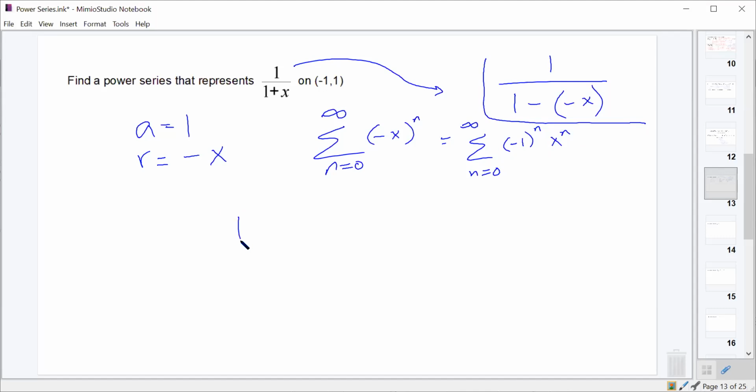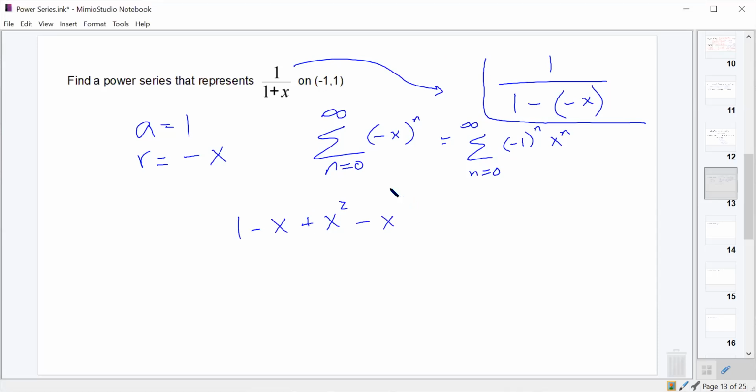Should be 1, right? That's what we already said. If I plug in 0, negative x to the 0 is 1. Second term, if I plug in 1, should be minus x. What should the third term be? Or I guess, what should the term at n equals 2 be? X squared, and then the term at n equals 3 should be a minus x cubed.